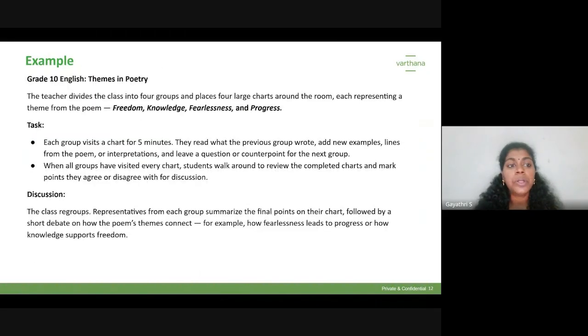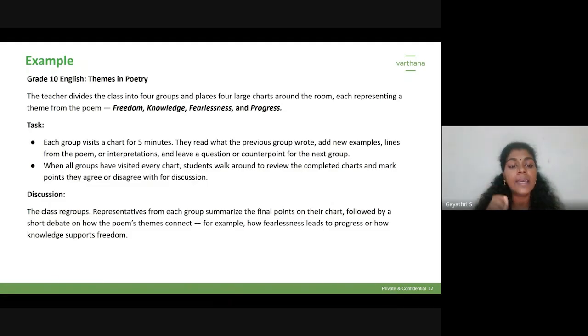So here we are going to take a grade 10 English class. Here the teacher is going to discuss themes in poetry. Again, the teacher divides the class into four different groups. They are given four different charts placed in four different corners of the room. Each chart represents one theme from the poem: freedom, knowledge, fearlessness, and progress. What happens next is that every group is given 5 minutes.